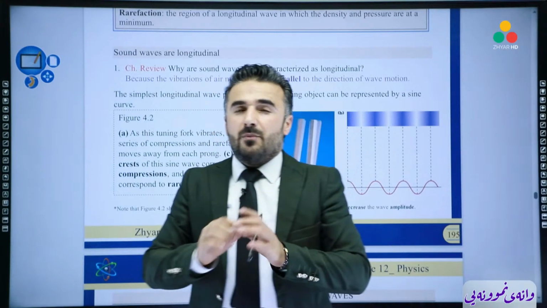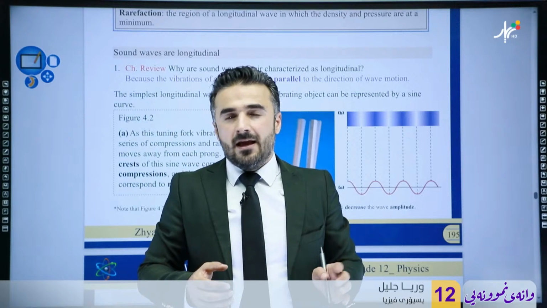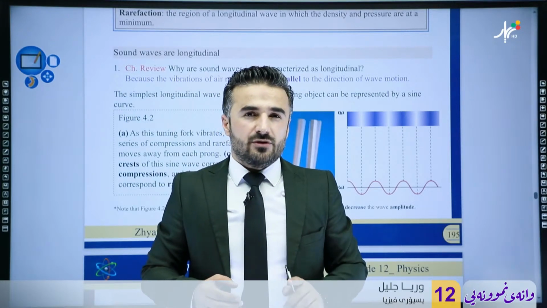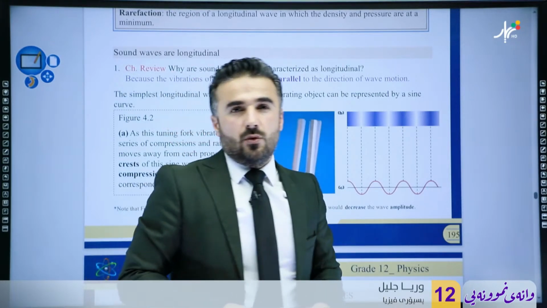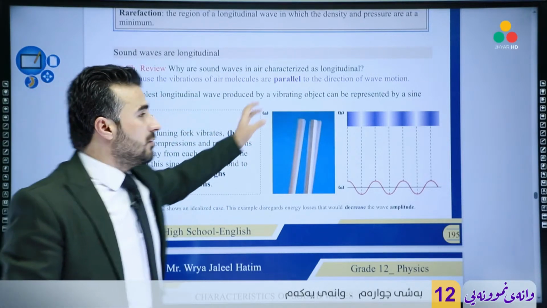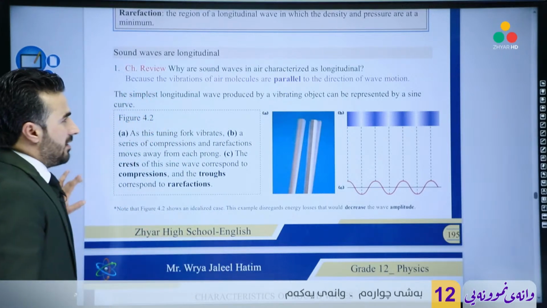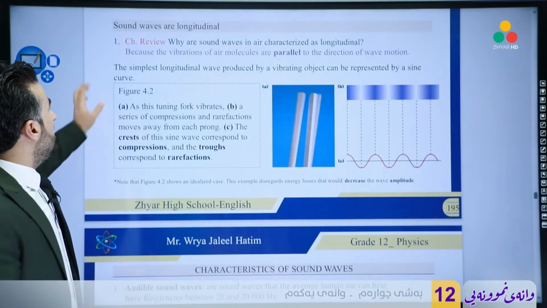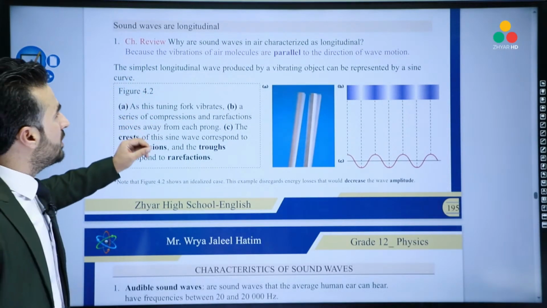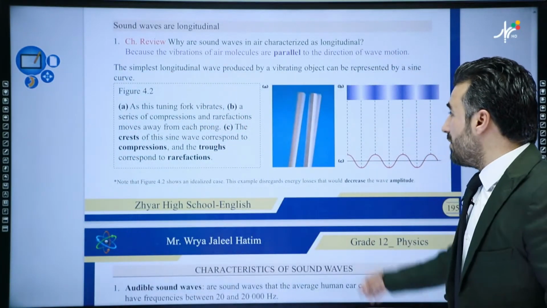Excellent. Because the vibrating particles in a sound wave move parallel to the direction of wave travel, that is why we call it a longitudinal wave. So we can say, because the vibration of the air molecules is parallel to the direction of wave travel, this is why we call this a longitudinal wave. The simplest longitudinal wave produced by a vibrating object can be represented by a sine wave. We did talk about this one.